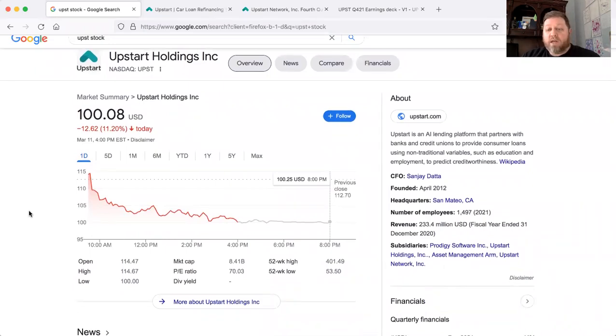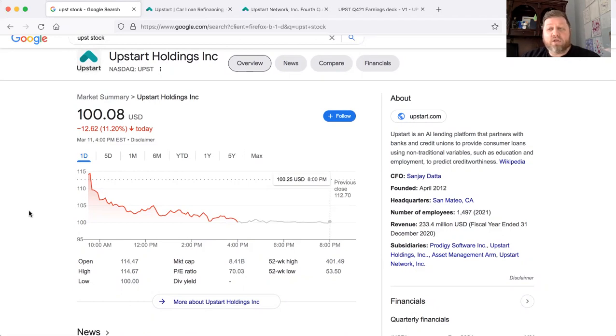So per the piece on the right-hand side, Upstart is an AI lending platform that partners with banks and credit unions to provide consumer loans using non-traditional variables such as education and employment to predict creditworthiness. According to this, they have revenue of $233.4 million at the end of 2020. We'll get into the most recent updates in a second here.